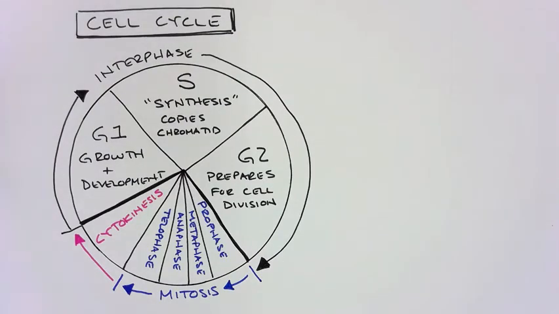Mitosis is further broken down into four phases, and we use a learning tool of PMAT. P stands for prophase, M stands for metaphase, A stands for anaphase, and T stands for telophase. We then enter into the last phase of the cell cycle, cytokinesis.